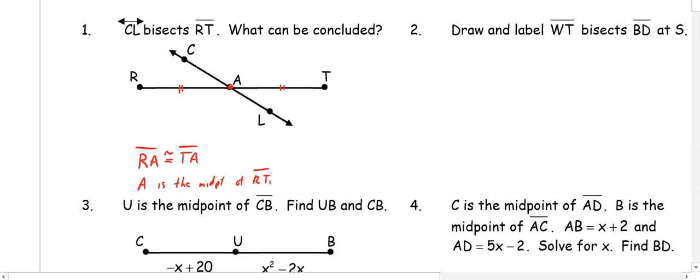In number two, draw and label segment WT that bisects segment BD at S. So we know that segment BD is going to be bisected at S. So we're going to put S in the middle. We're going to put our tick marks. Then we just need another segment going through it with T and W. That is not necessarily bisected. So one part can be larger than the other on WT.